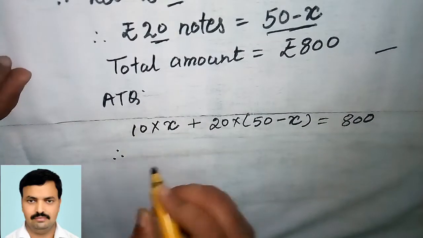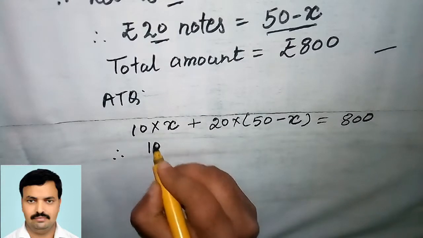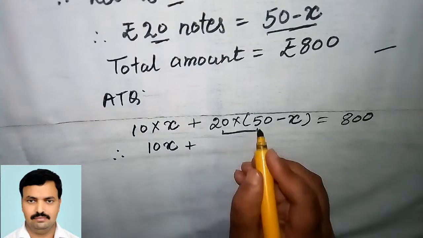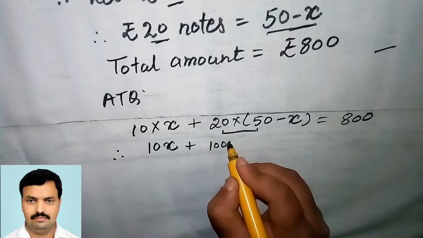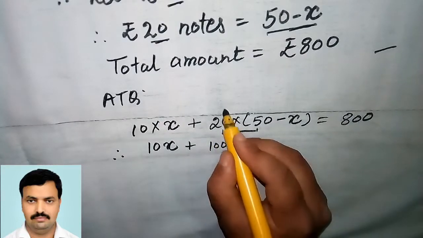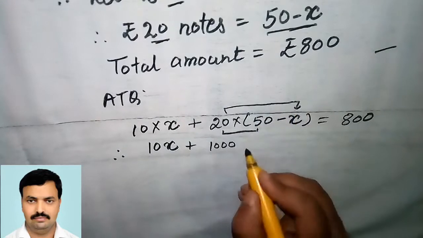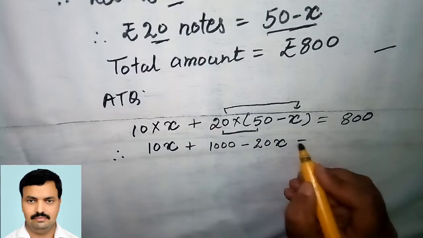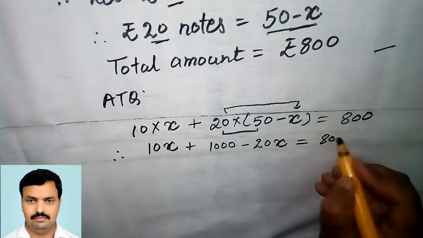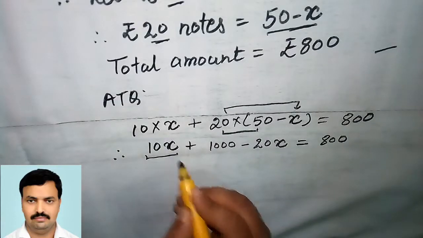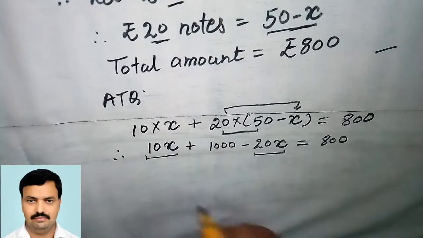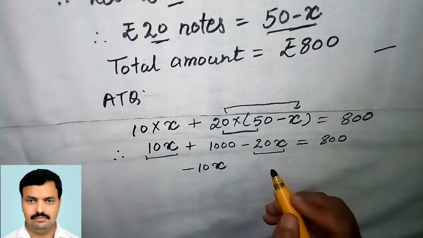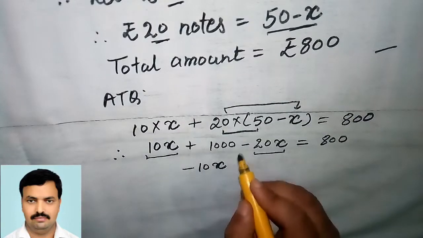So now simplify it. 10 into x equals 10x plus 20 into 50 minus x. You have to multiply 20 with both of the terms inside the brackets. So 20 into 50 is 1000 and 20 into x is 20x. And the equation will be equal to 800. Now subtract the like terms, that is 10 minus 20. The negative sign is with the larger number, so the answer will be minus 10x.